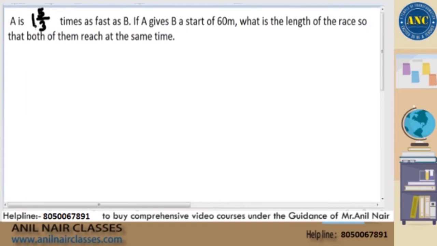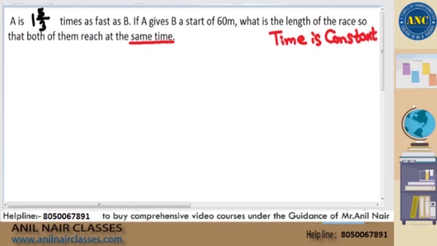If A gives B a head start of 60 meters, then what is the length of the race so that both of them reach at the same time? Please underline that word: the same time. That means same time is nothing but time is constant. I hope it is clear.